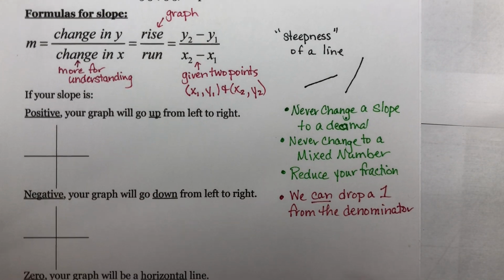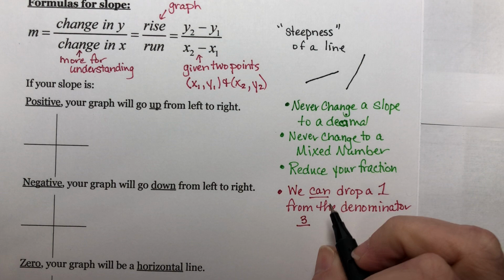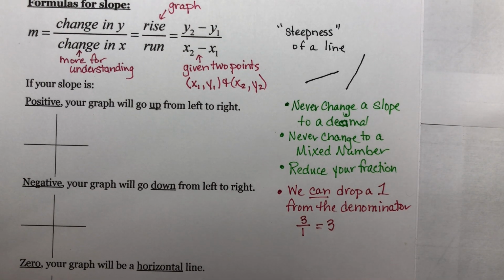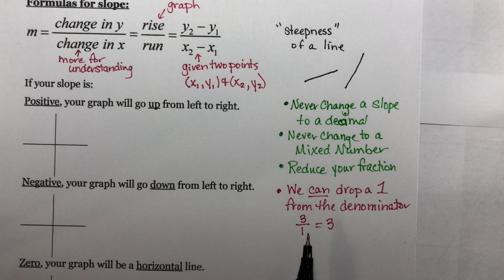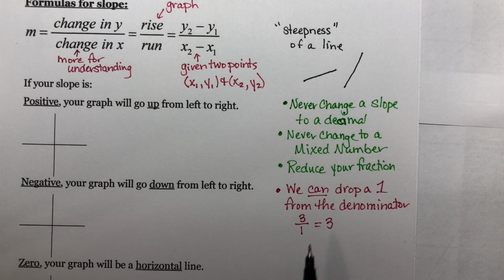Now, what I mean by that is if you do your calculations and you end up with 3 over 1, we are allowed to change that to a simple 3. When we're doing ratios in general, we have to keep the 1 in the denominator for the comparisons aspect, but this is the one exception for a slope.